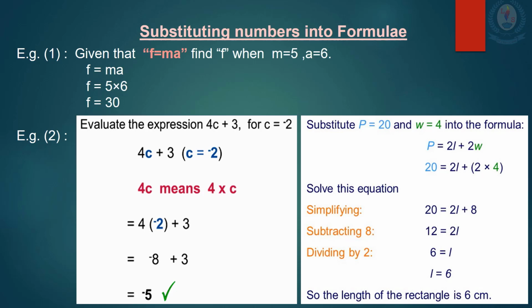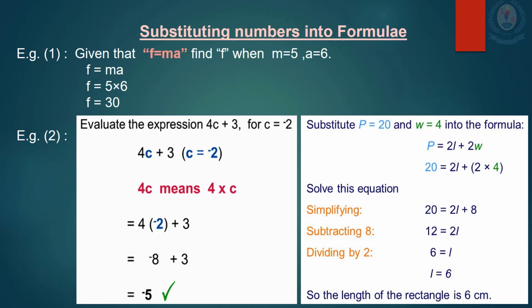Example 2. Evaluate the expression 4c plus 3 when c is equal to minus 2. 4c plus 3: 4c means 4 times c, and c stands for minus 2. 4 times minus 2 is minus 8, plus 3 is equal to minus 5.